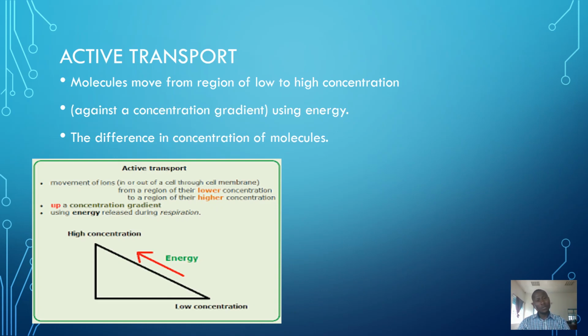Then we have active transport. Active transport, we are talking about movement of materials or molecules from a region of low concentration to a region of high concentration. In this case, materials move against a concentration gradient. Therefore, they are climbing a hill and energy is needed because they are moving from a region where they are very few to a region where they are very many. The concentration gradient here is a difference in concentration of molecules, whereby we have one region with very few molecules and another region with very many molecules. So if they move uphill from a region where there are very few to a region where there are very many, energy is needed, and that form of transport is active transport.